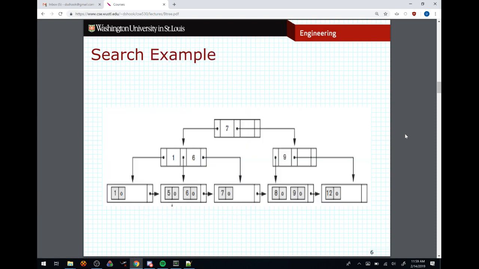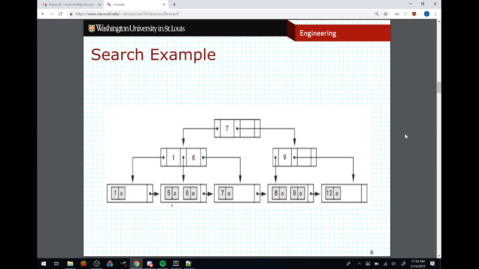Let's take a look at an example. Let's say I want to search for 8. So I start at the root. K is 8. I look at the root, I see a 7 in there. That's the only value. So 8 is greater than 7. That's going to tell me to go to the right. Now I see another node, 9. It's still an internal node. I see a 9 in there. 8 is less than 9. That's going to tell me to take the left branch.